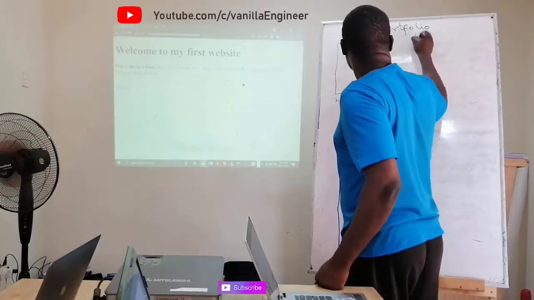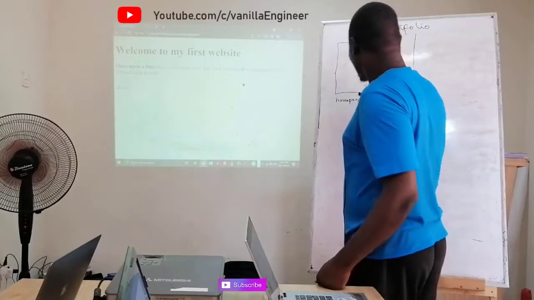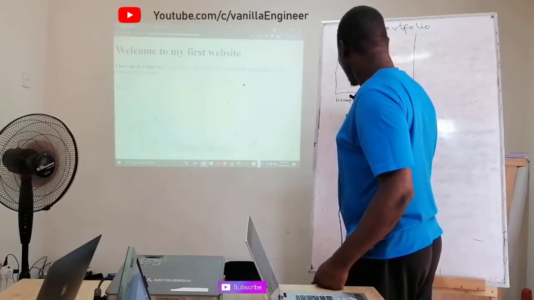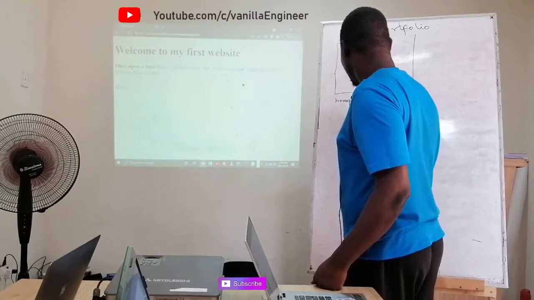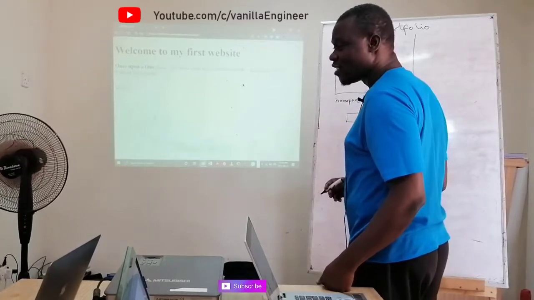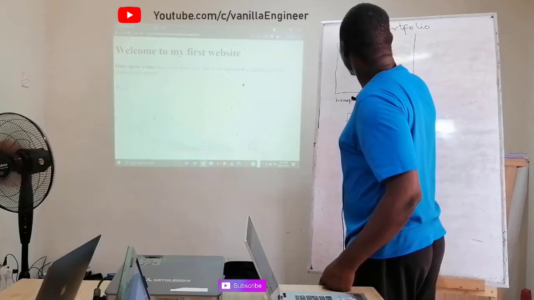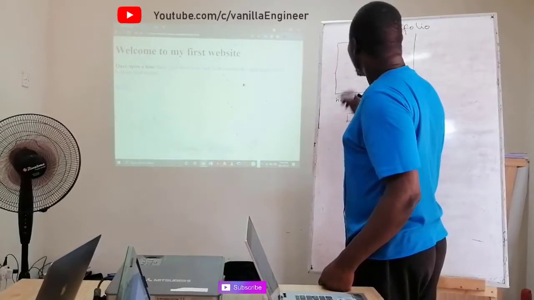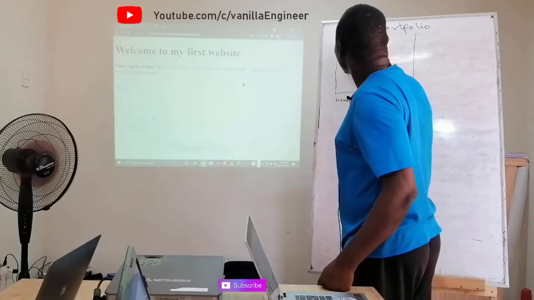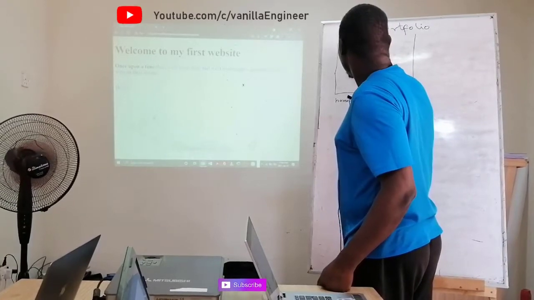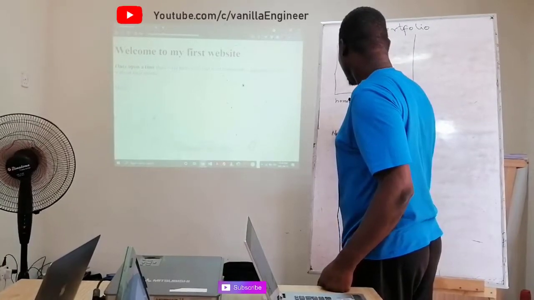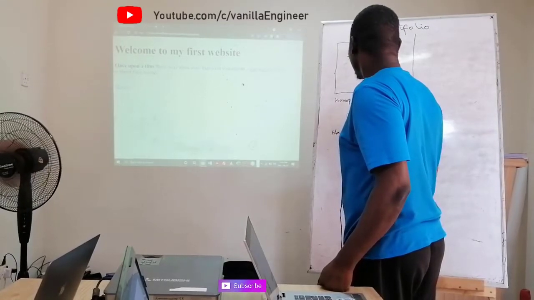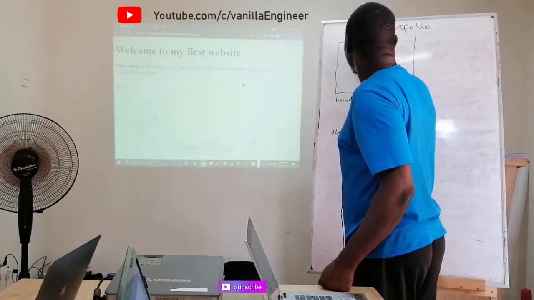On this page, we are going to have a picture of ourselves like this. So the picture will show up here. Then we'll write our name using H1. So John Doe.